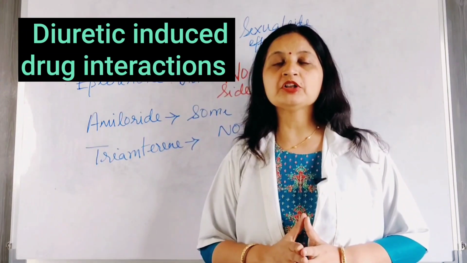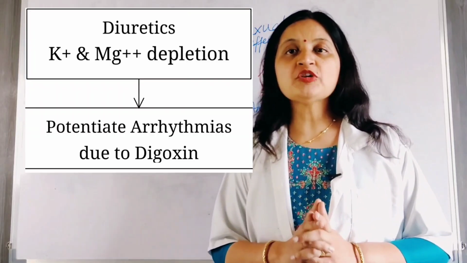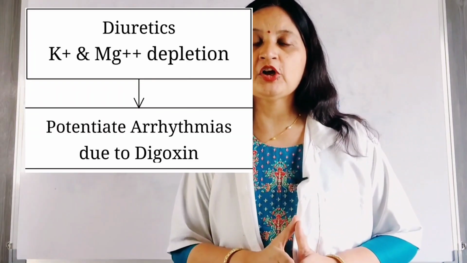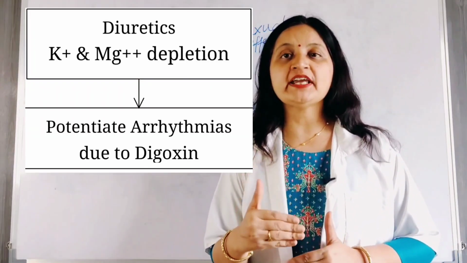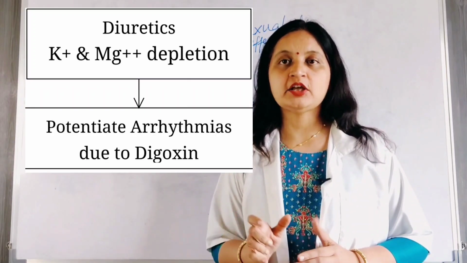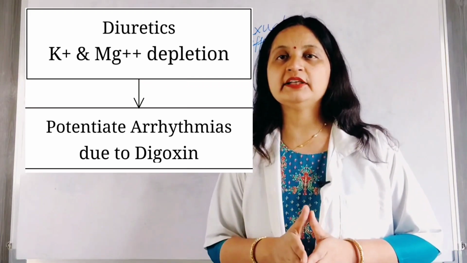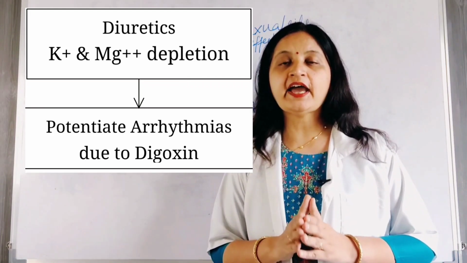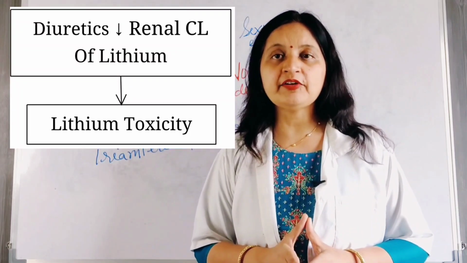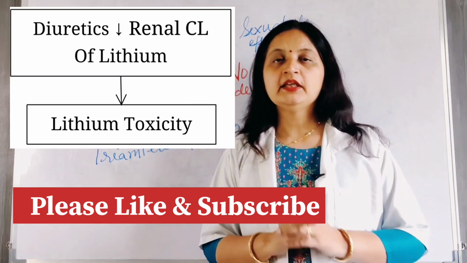So now let's talk about the possible drug interactions with diuretics. The potassium and magnesium depleting activity of diuretics can potentiate the risk of arrhythmias associated with digoxin. So caution is necessary when diuretics are combined with digoxin. Secondly, diuretics decrease the renal clearance of lithium, leading to lithium toxicity.